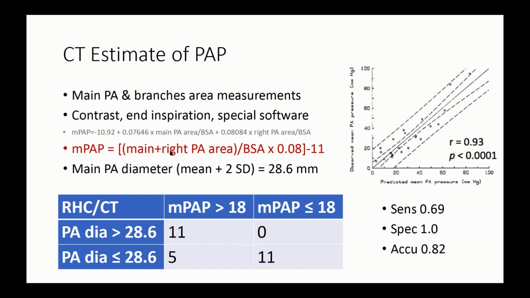The equation itself correlated pretty well with the actual measurement of the pulmonary artery pressure, with an R of 0.93, which was pretty significant. The numbers were small, but in the later study, without using contrast, looking only at the diameter, there was a similar conclusion that a main PA diameter of more than 28 or 29 is suggestive of pulmonary hypertension.